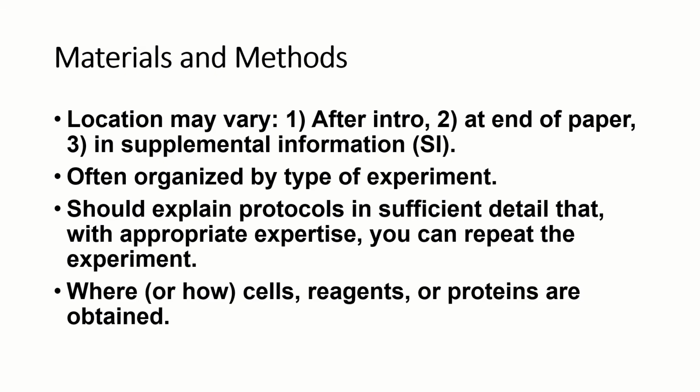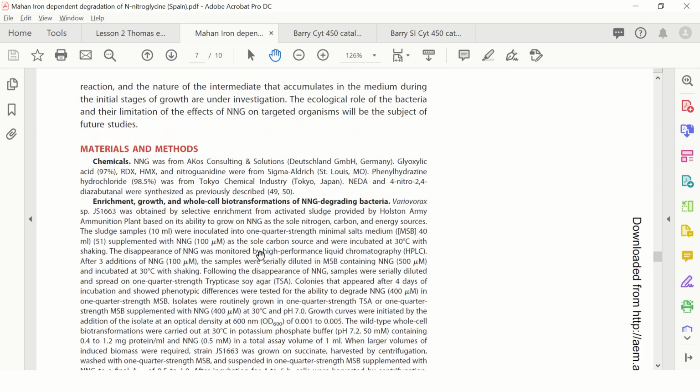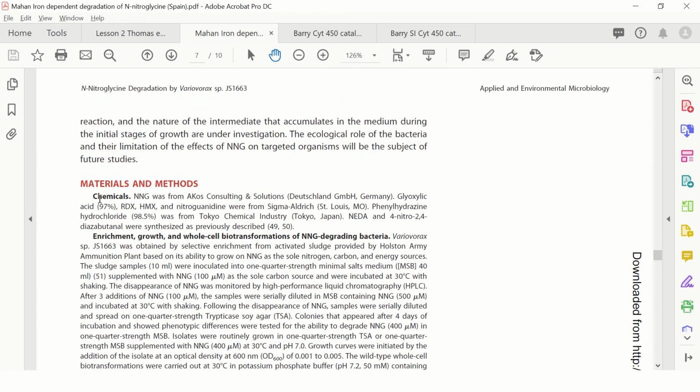Finally, where or how cells, reagents, or proteins are obtained. This is often found at the top of the materials and methods section. For instance, here the authors have said chemicals, so NNG was from ACOS, Consulting Solutions. This says exactly where they got one of their reagents. They didn't make it themselves; they purchased it from a certain company. By providing this information, if you're trying to reproduce these results, you can ensure that you have the exact chemicals from the exact companies.